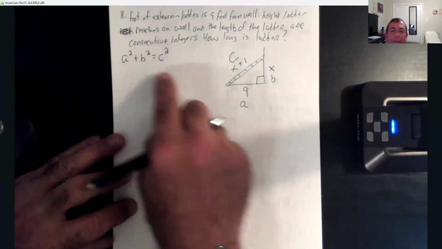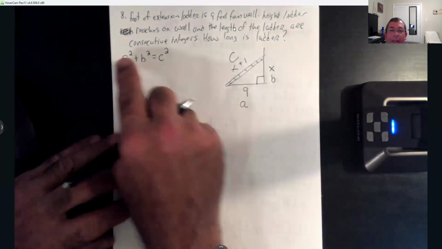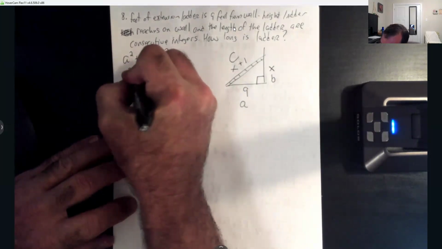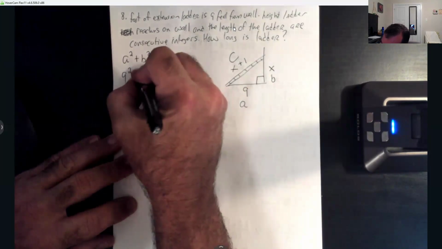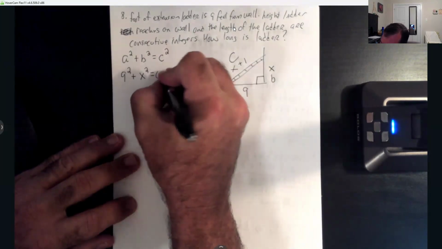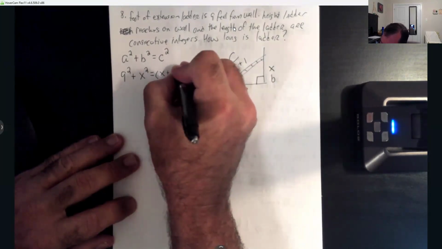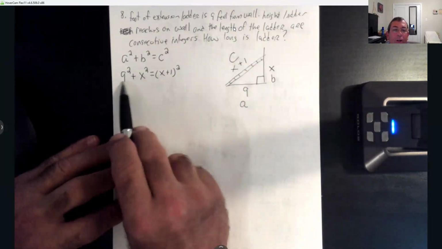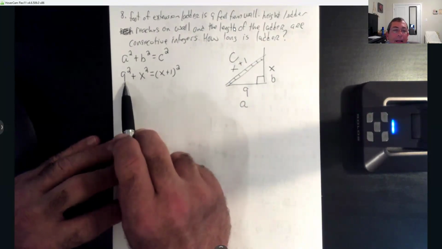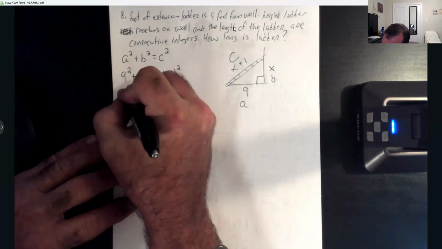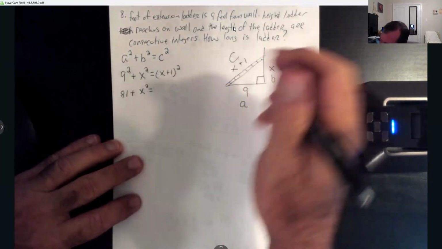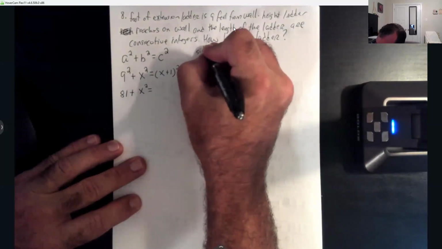All right, so I'm just going to plug in for my variables now. A will be 9, so that's 9 squared, plus B, which is X, so that'll be X squared. That's going to equal C squared, which is X plus 1 squared. Y'all will still look exactly like mine other than your number, okay? All right, so let's start simplifying. 9 times 9 is 81 plus X squared. Now here, the X plus 1 squared, I'm going to go to the side.